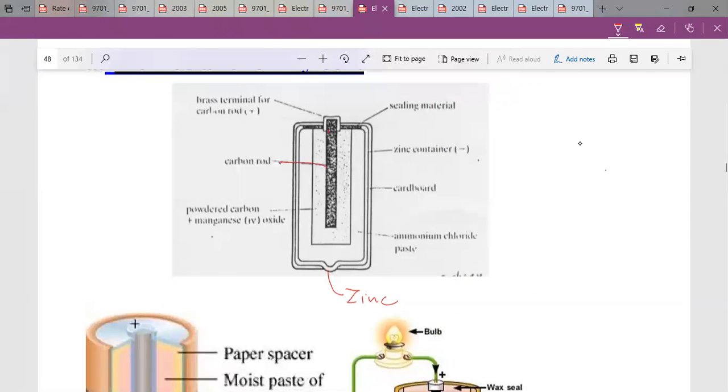The carbon rod is actually unreactive, and this one here is a mixture of powdered carbon and manganese oxide, MnO2. The carbon powder provides a larger surface area as well. Now here is a paste. All these are paste. Why? Because they are semi-liquid, they can conduct, the ions can move. So here is ammonium chloride plus zinc chloride as well, because zinc forms Zn2+.